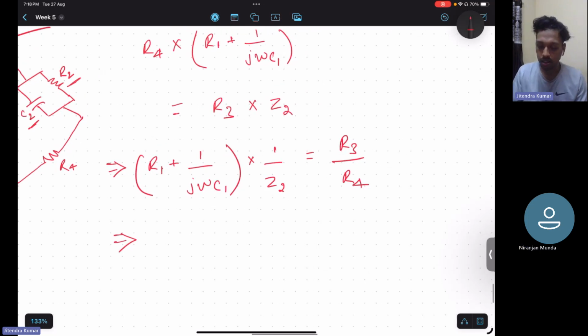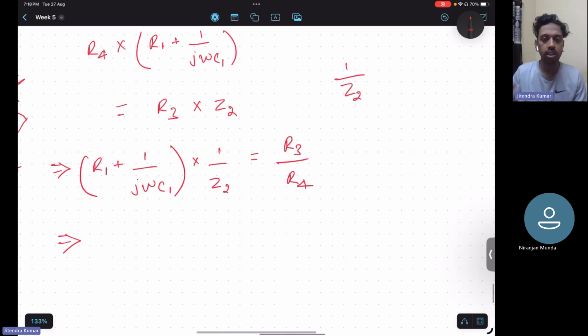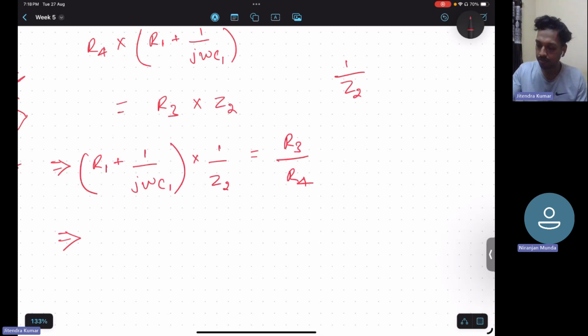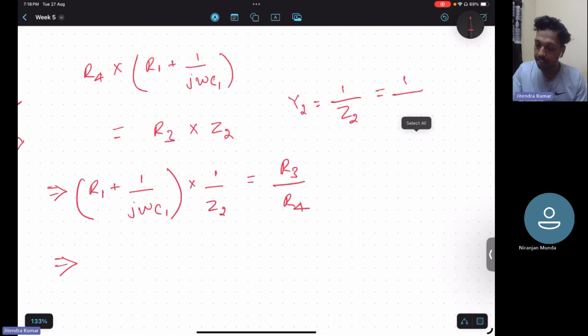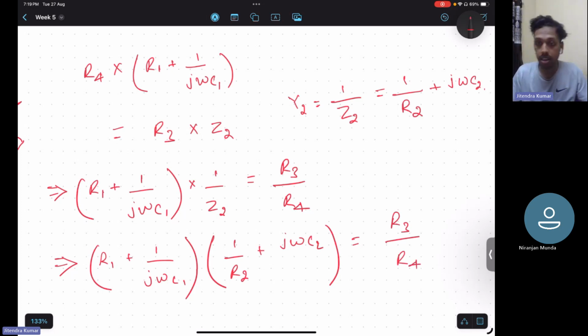Now, we can write it in the form of Y also, sir? Yes, exactly, in the form of Y. 1 by Z2 is nothing but Y2, isn't it? So 1 by Z2 is equal to Y2. Let me write it. Now they are in parallel, so we can add, that will be 1 by R2 plus j omega C2. So this is how we can write 1 by Z2: R1 plus 1 by j omega C1 into 1 by R2 plus j omega C2 is equal to R3 by R4.